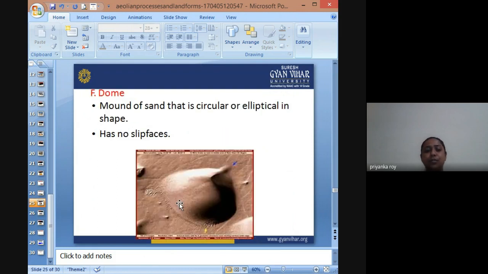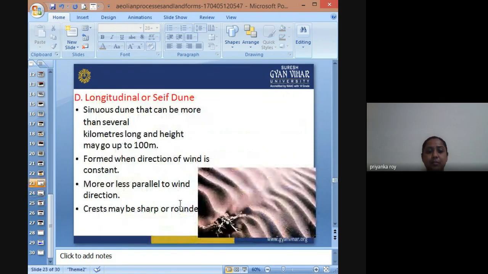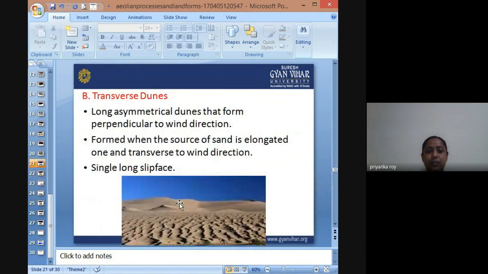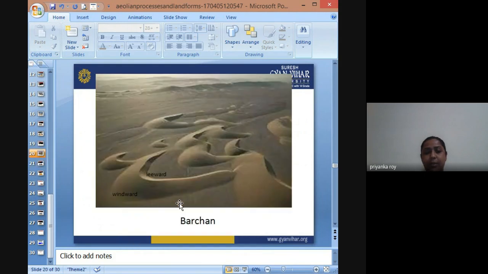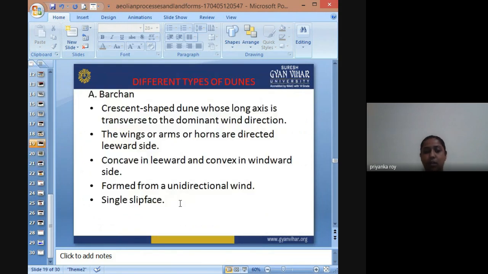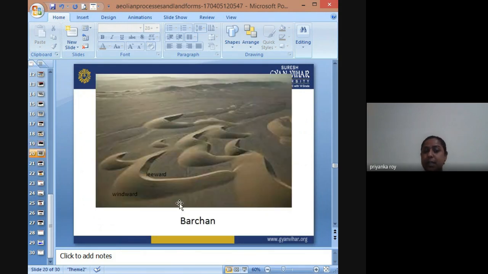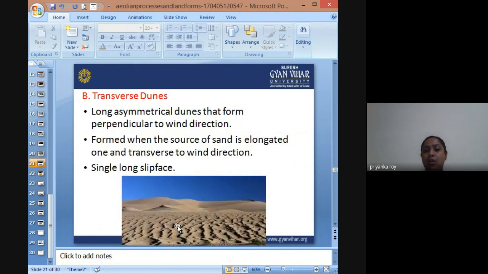So if you see all the pictures of the dunes here, this one is a transverse dune. Going back, revising again all the types of dunes. Barkhans, this is how barkhans look. Okay, this is how your transverse dunes look.